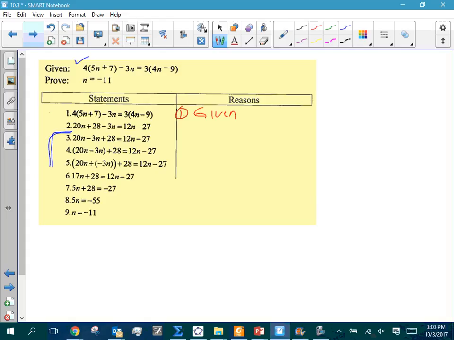What do they do if that's my if statement and that's my new then statement? What do they do from statement 1 to 2? Yeah, they distribute, okay? Somebody in the last class said multiply. Is that what distributive property is? Yeah, so if you said multiply, I have no problem with that.